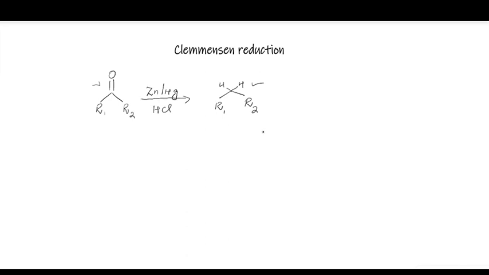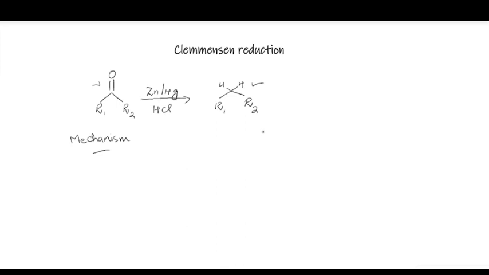Clemmensen reduction is not the only method by which you can convert carbonyls into methylenes. Of course, there is another reaction, that is Wolff-Kishner reduction, which we will discuss later on, but at the moment we will focus on Clemmensen reduction. So let's see how the mechanism works out.